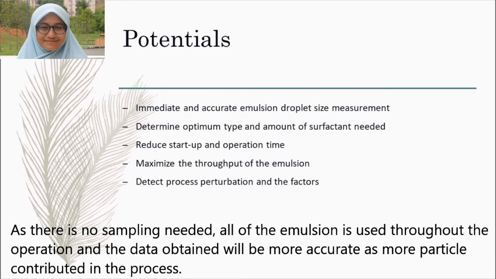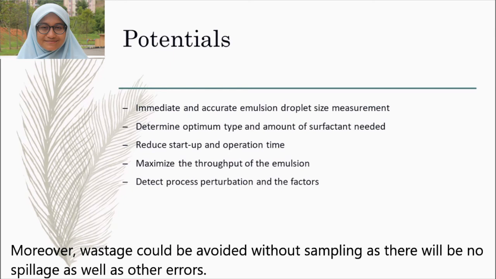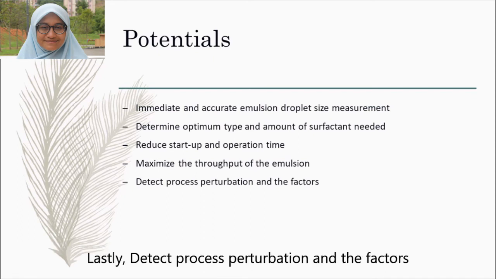As there is no sampling needed, all of the emulsion is used throughout the operation, and the data obtained will be more accurate as more particles contribute in the process. Moreover, wastage could be avoided without sampling, as there will be no spillage as well as other errors. Lastly, detect perturbation and the vectors.